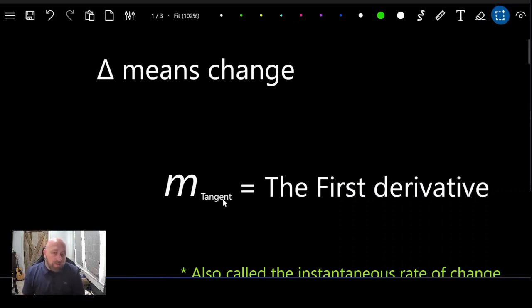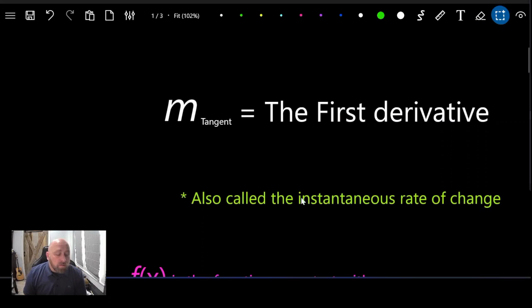The m tangent, or the slope of the tangent, m is slope, okay? So the slope of the tangent is equal to what's called the first derivative. That's what we're learning about in today's lesson. The first derivative is also called the instantaneous rate of change. So the first derivative is where that slope is sliding to based on what we call parameters, or limits. If you remember from the last lesson, we have to put some limits on this thing.